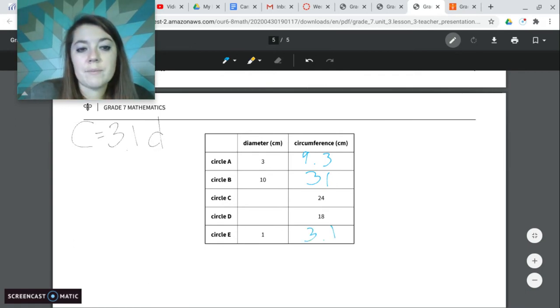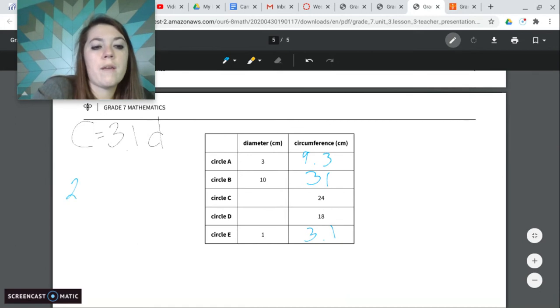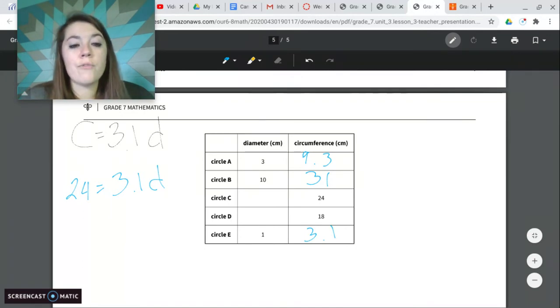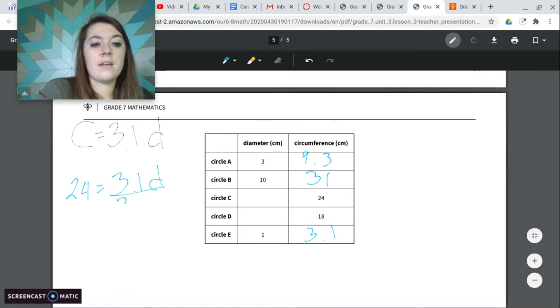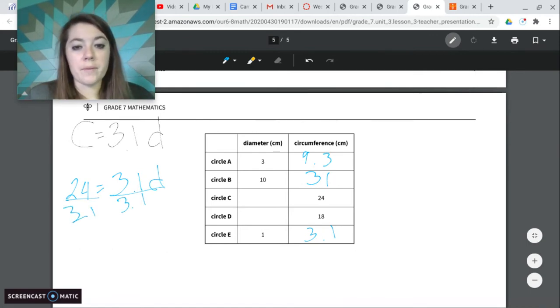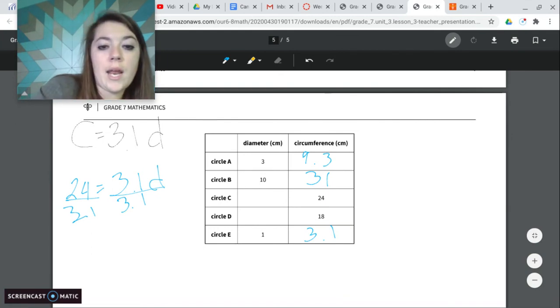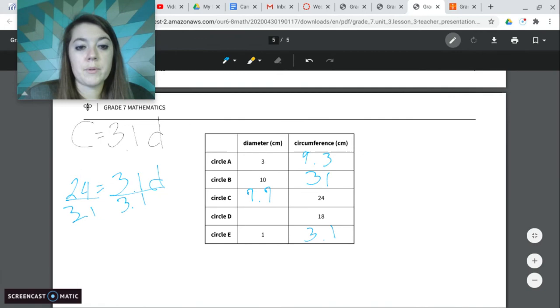Now, for circle C and circle D, we're given the circumference. For circle C, 24 equals 3.1 times the diameter, and we want to solve for that diameter. So what we do is divide our circumference by 3.1. When we do that, we're going to end up with about 7.7. It's a big, long, repeating decimal, but it'll be approximately 7.7.